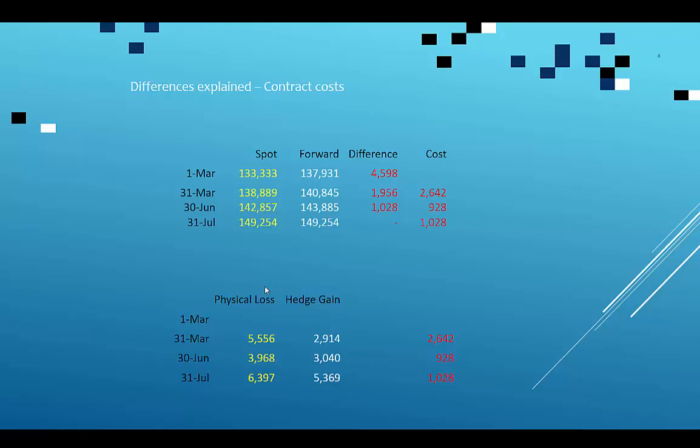So we simply have recognized that whilst we do have an effective hedge, it's perfect. It does, however, generate slightly unmatched gains and losses due to the cost of the hedge instrument itself.